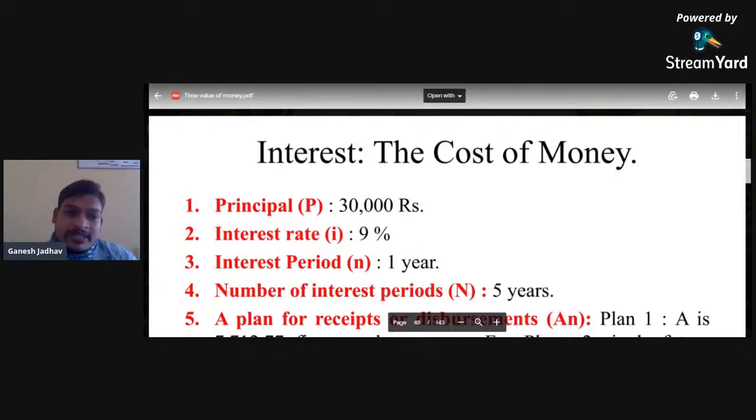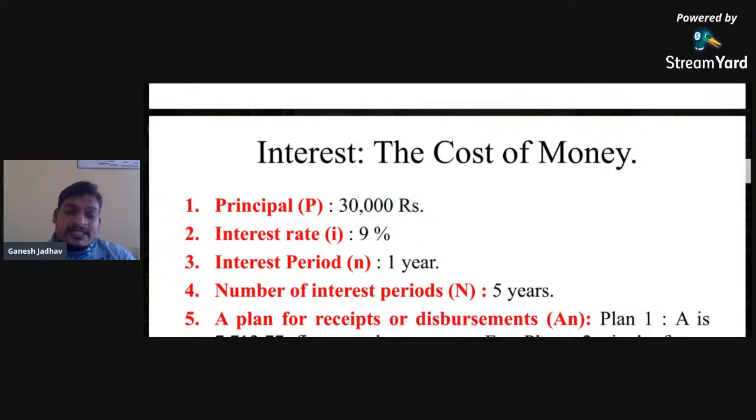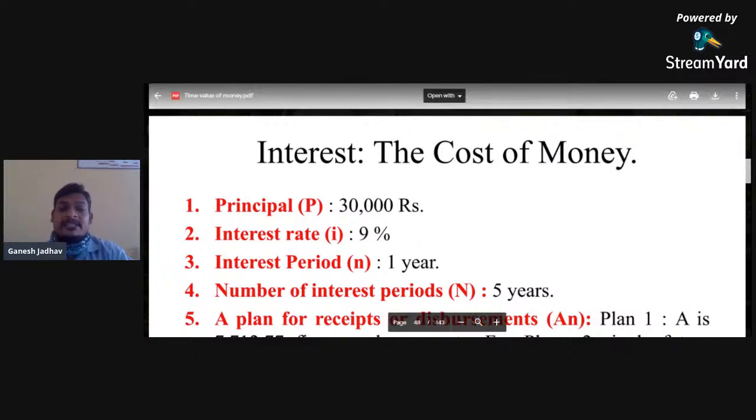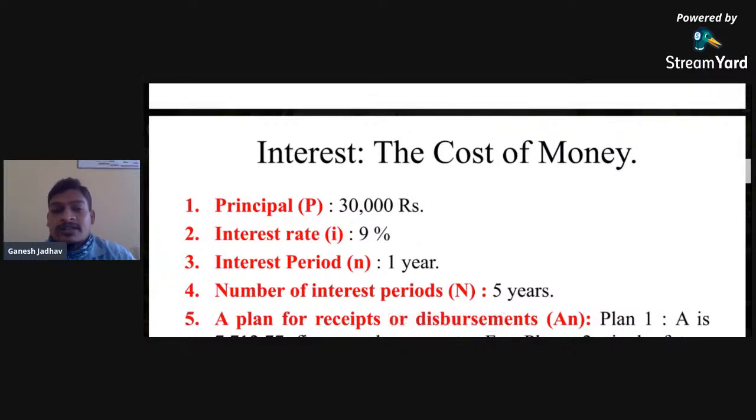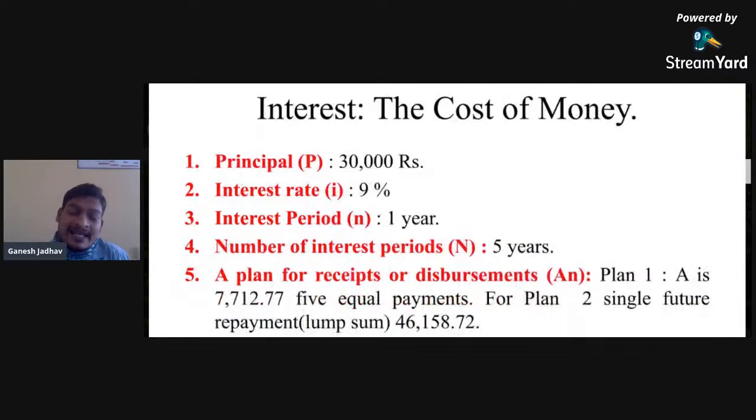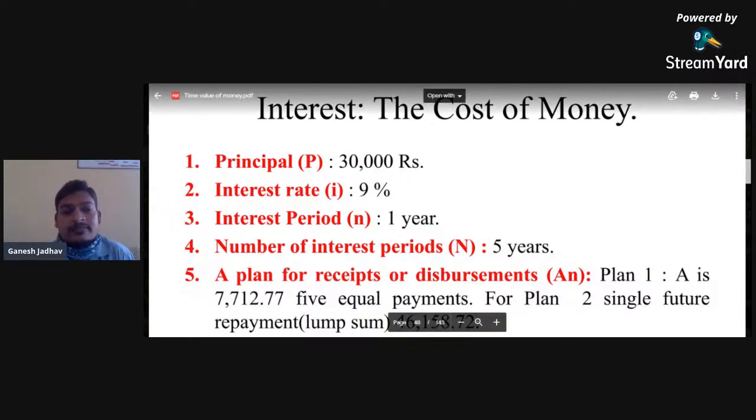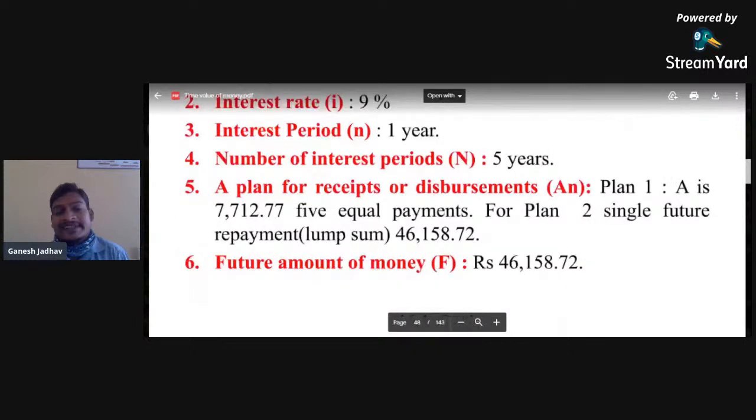So this is the principal. What is the principal amount? In Marathi, you can say that principal is the mudal. So this is 30,000 rupees. Okay, interest rate, this is the I, whatever your I is, 9%. And the interest period is 1 year, and the number of interest periods is 5 years.